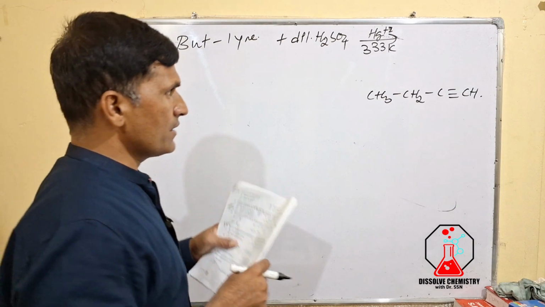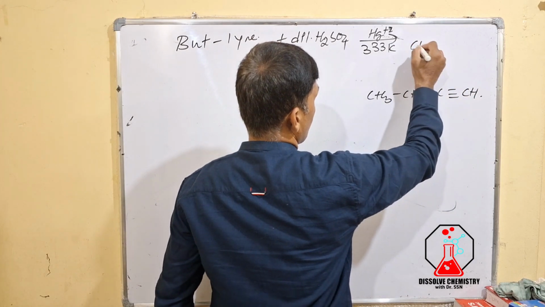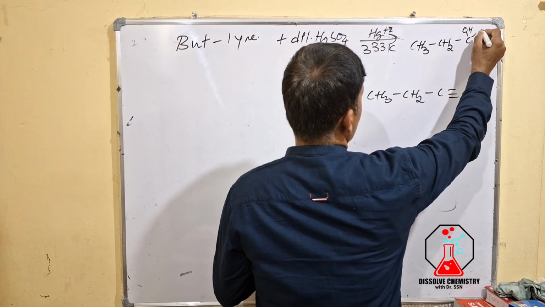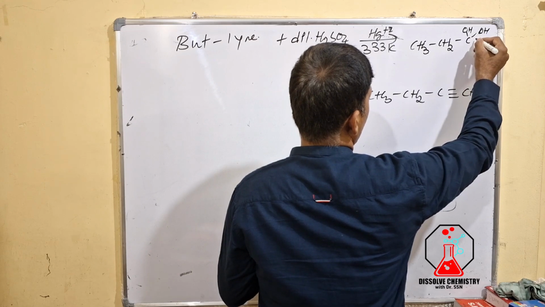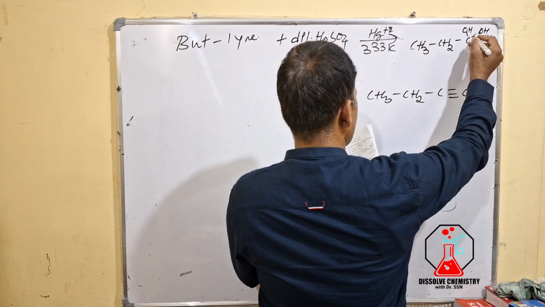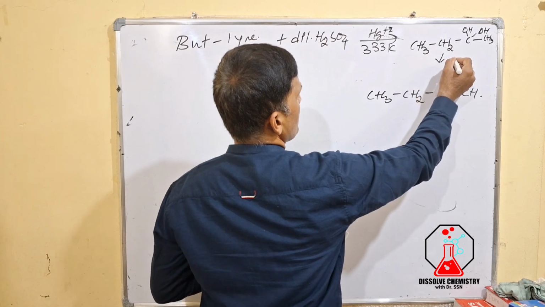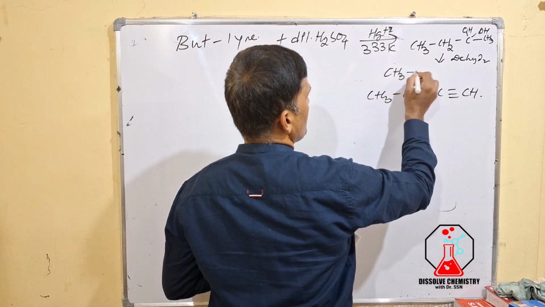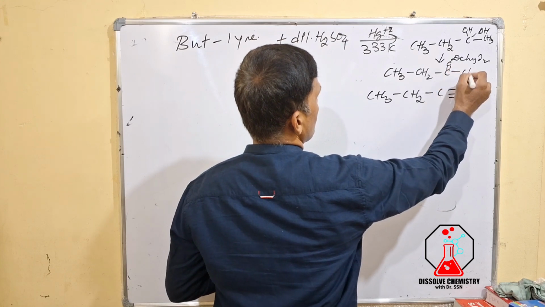So generally what you are going to get, it is going to form CH3CH2C(OH)2CH3, a gem diol, 2,2-diol. Now this undergoes what? Dehydration, and gives CH3CH2C double bond O CH3.